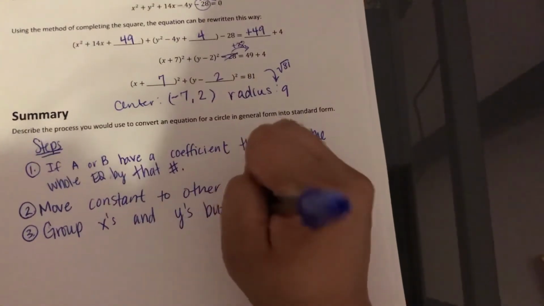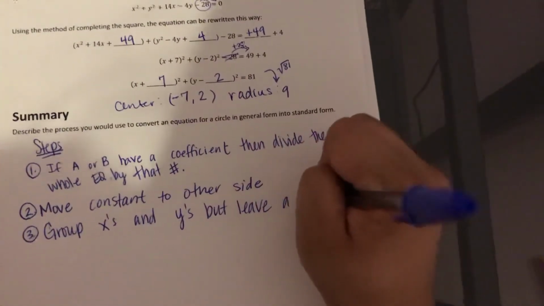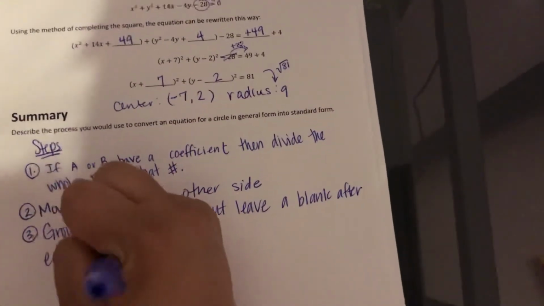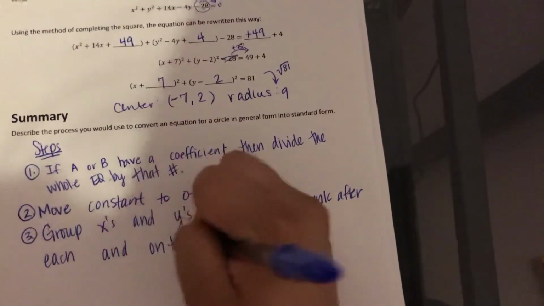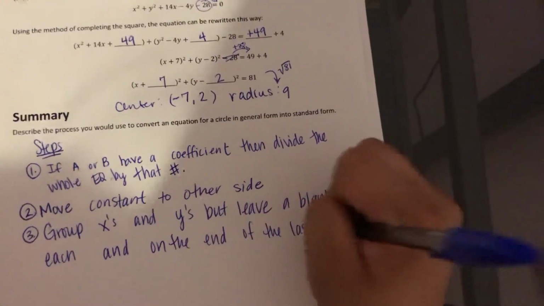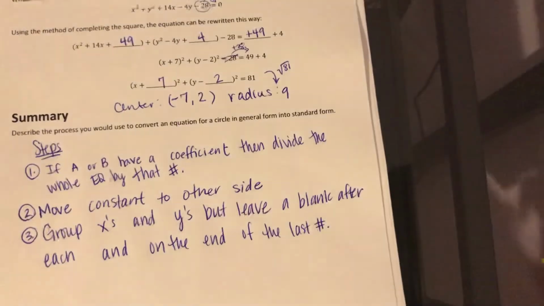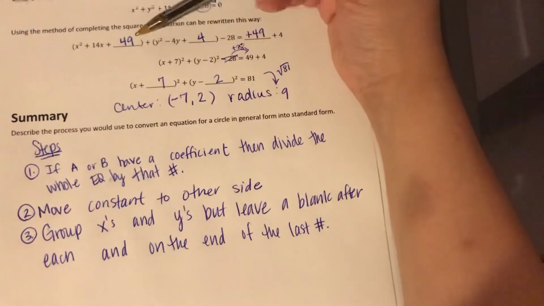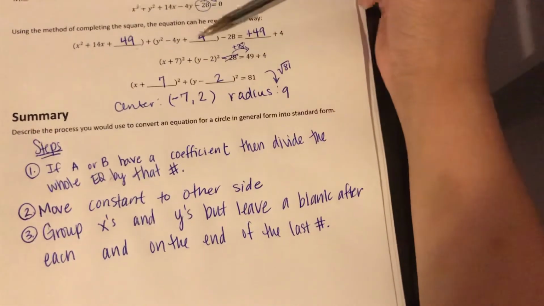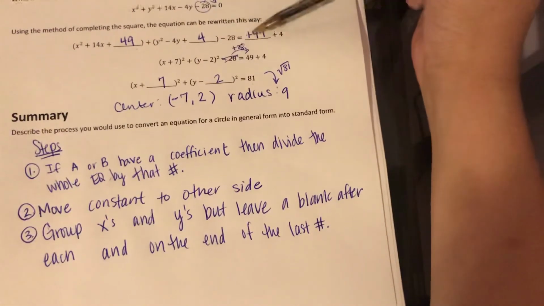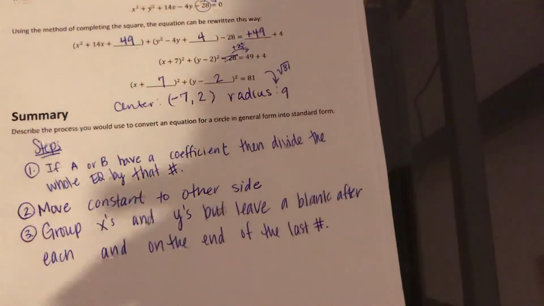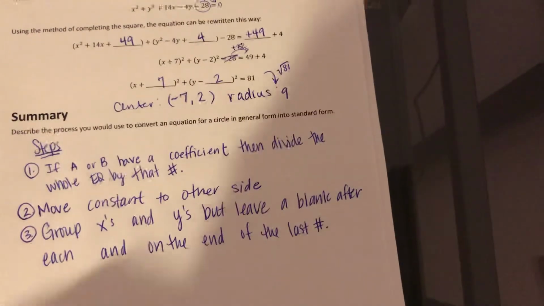But leave a blank after each and on the end of the last number. Okay, so what that's saying is what I did at the top. So up here, we'll use this example since it's kind of cut off, but after that X, I put plus and then a blank, and then I put plus and then a blank. And then on mine, I had the 28 on the other side and I had 2 blanks. So that's what I do to know that that's where I'm going to fill in my information. It allows you to not make a mistake and forget to add it to one side and not the other.